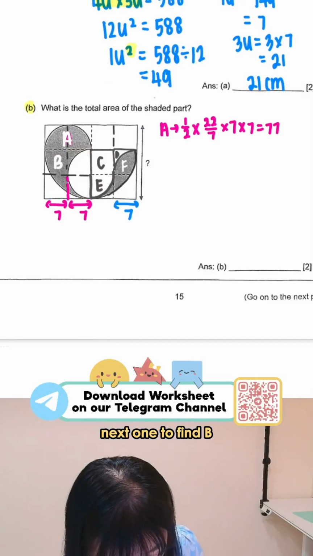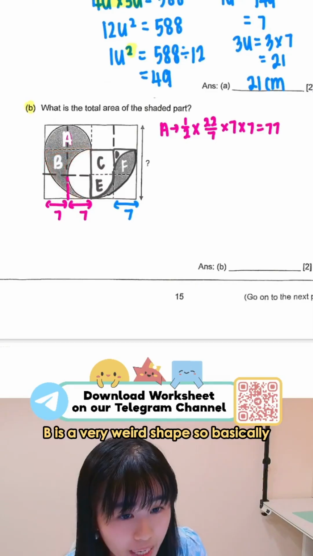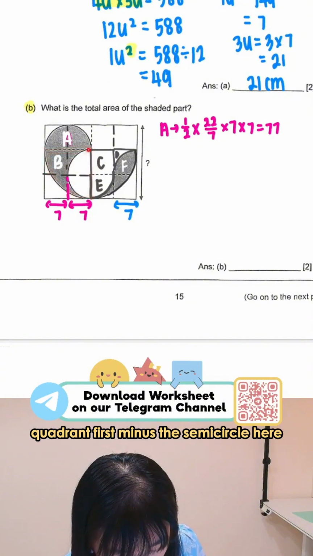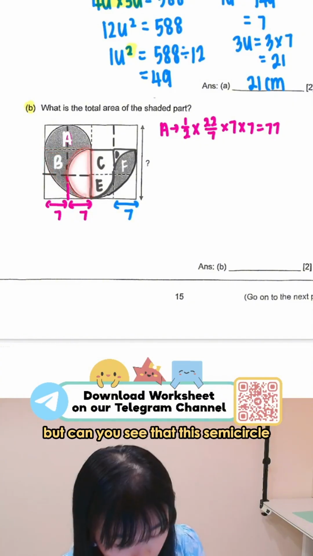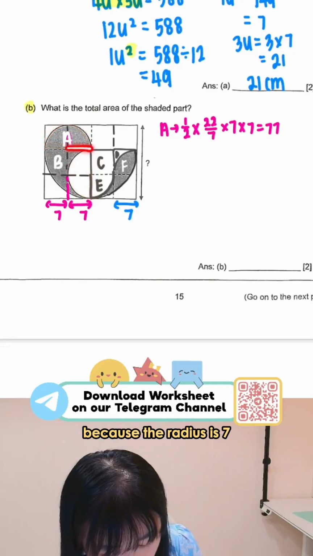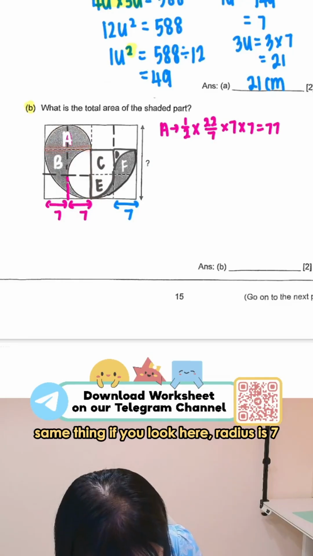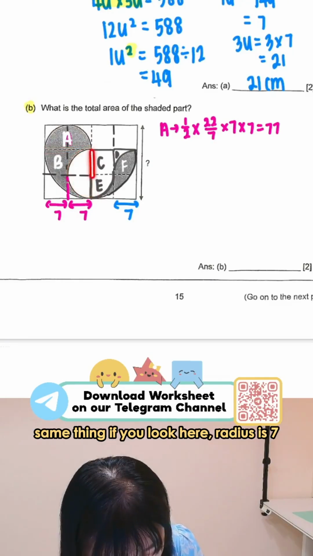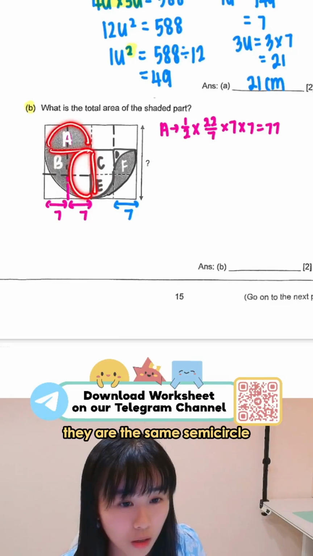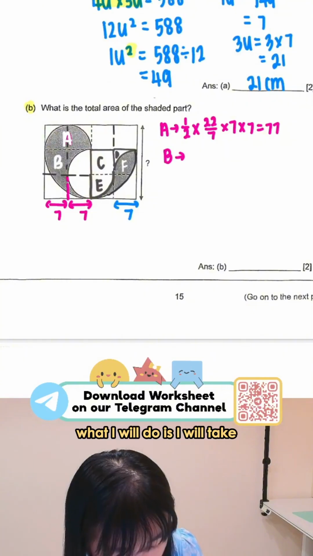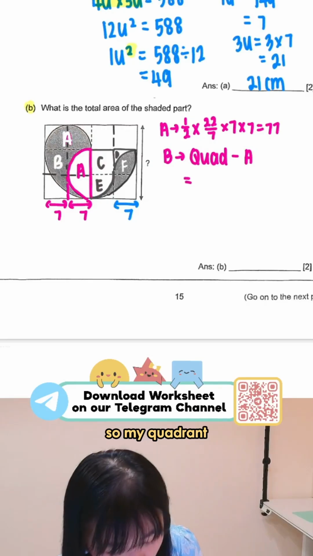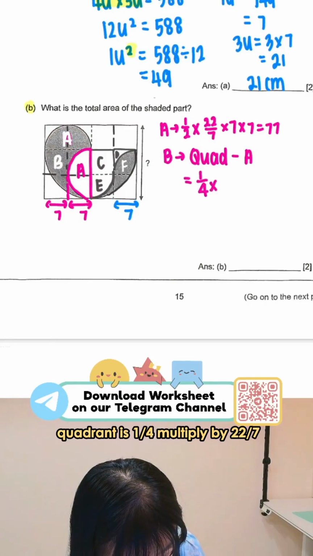Alright, next one. To find B. B is a very weird shape. Basically, to find B, you need to find the quadrant first, minus the semicircle here. But can you see that this semicircle is actually the same semicircle as A? Because the radius is 7, the diameter is 14. Same thing if you look here, radius is 7, diameter is 14. As long as the radius and diameter are the same, they are the same semicircle. So to find B, I will take the quadrant minus away A. My quadrant is 1/4 multiplied by 22 over 7.